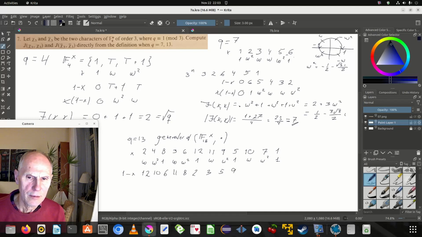9, minus 9, minus 6, naught. 12 maps to unity, 10 to omega, 6 maps to omega squared, 11 to omega, 8 to unity, 2 to omega, and 3, 5 to unity, 9 to omega squared, 4 to omega squared, 7 to omega squared, and naught to naught.